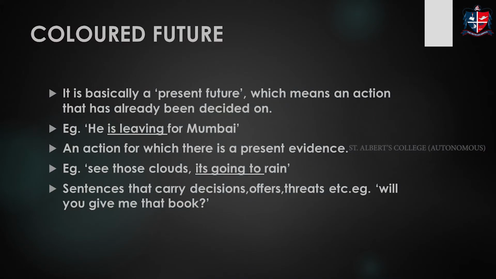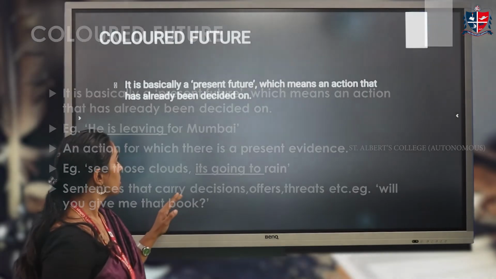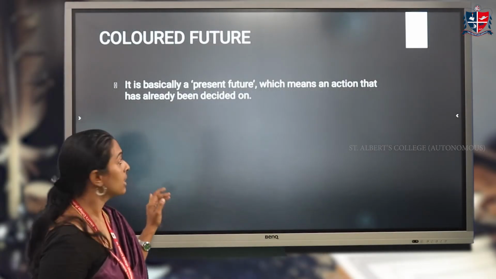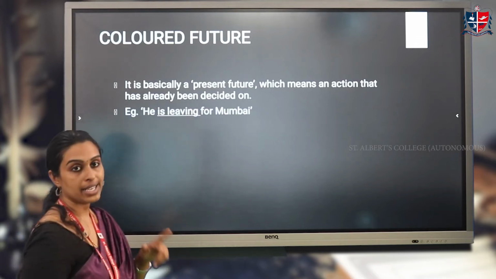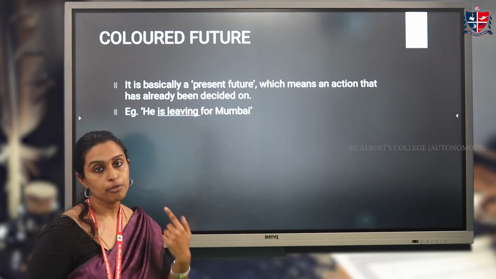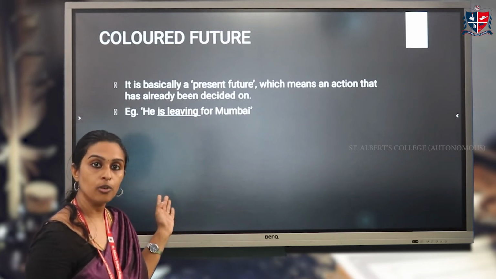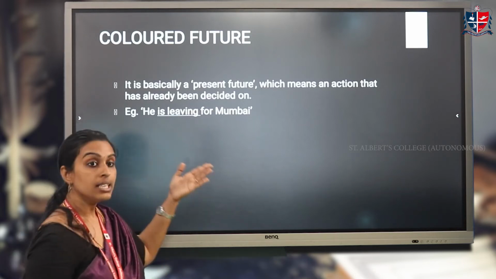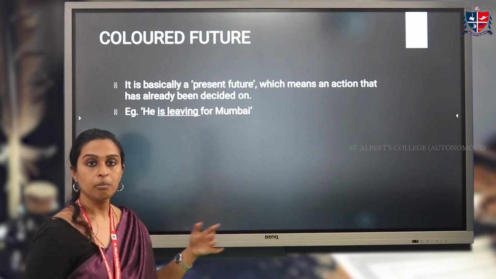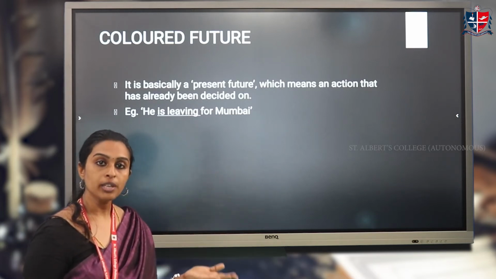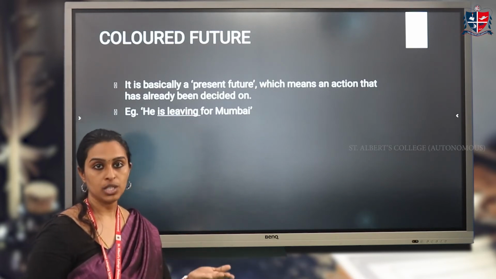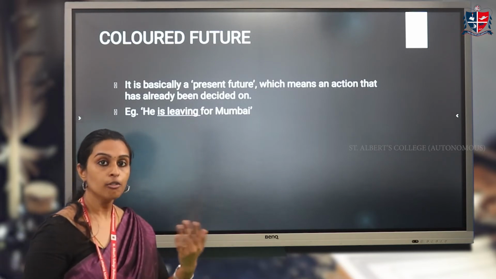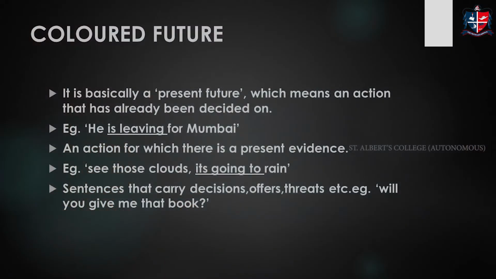Now we have the colored future. It is basically a present future, which means an action that has already been decided on. That is, for example, he is leaving for Mumbai. Here there is no verb form will. He is leaving for Mumbai. Means what? That is also showing futurity. He is going to Mumbai. So that also shows a future thing. That also shows futurity, but without the use of the verb will.